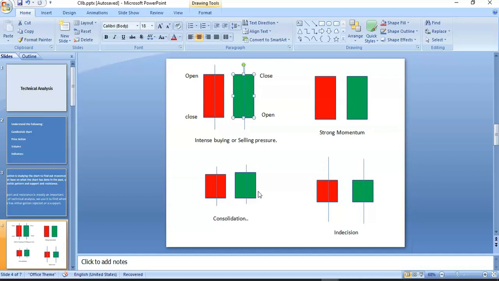Okay, so the market can consolidate if it has been in a particular trend for some time, and the next thing we expect to see is a consolidation or a correction.